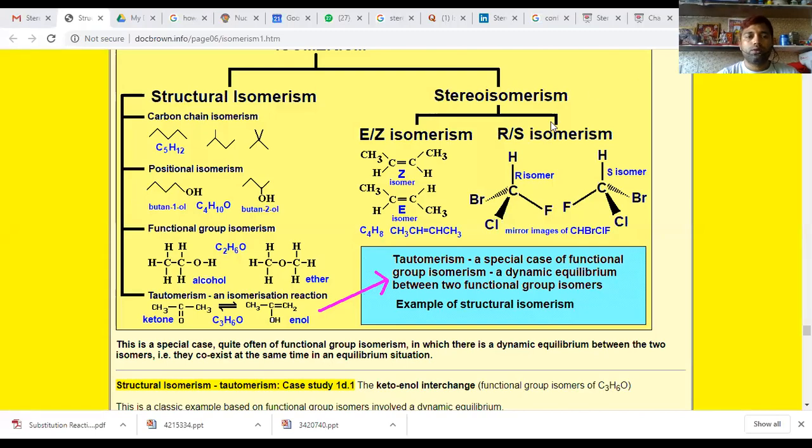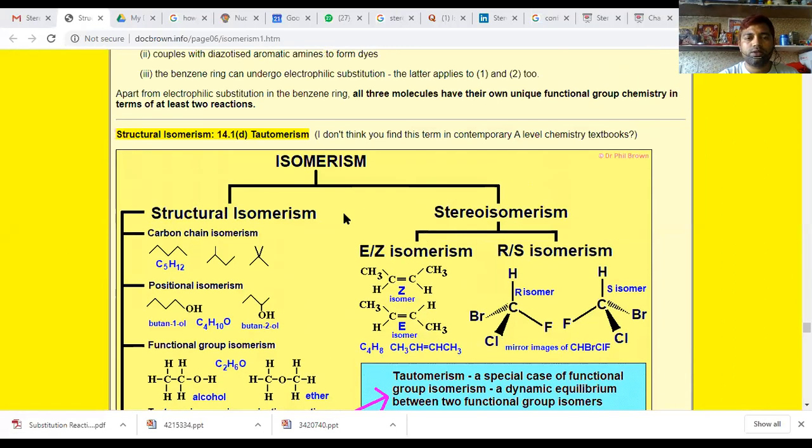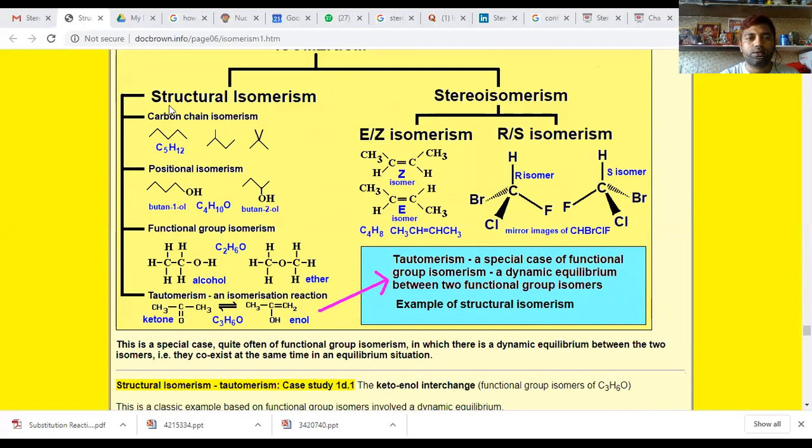Okay, so in isomerism, we had discussed structural isomerism or structural isomers. In the structural isomers, we had discussed carbon chain isomers, positional isomers, functional group isomers, and now we have to discuss tautomers or tautomerism. So what is tautomerism? It is a special case of functional group isomerism.